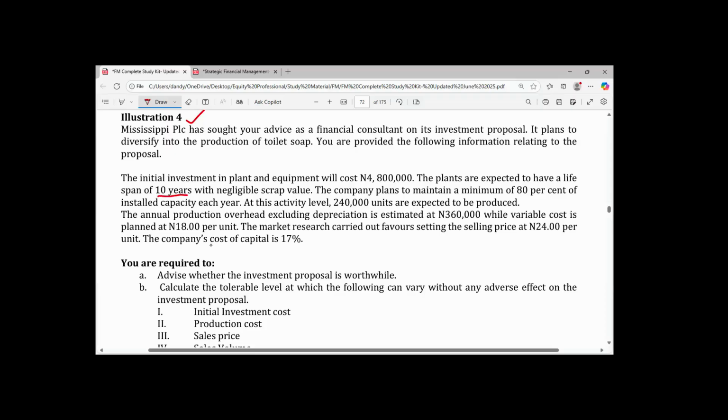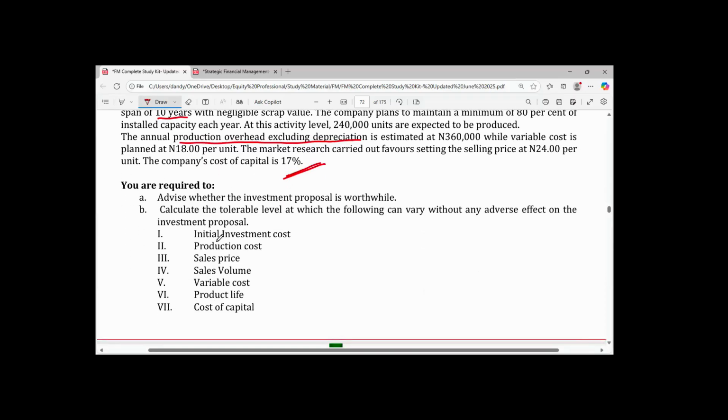At this activity level, 240,000 units are expected to be produced. The annual production overhead, excluding depreciation, okay, is estimated at 360,000 naira, while variable cost is planned at 18 naira per unit. The market research carried out favors setting the selling price at 24 naira per unit. The cost of capital is 17%. You are required to A, advise whether the investment proposal is worthwhile.